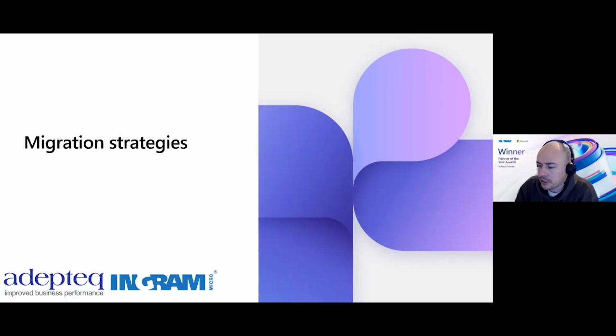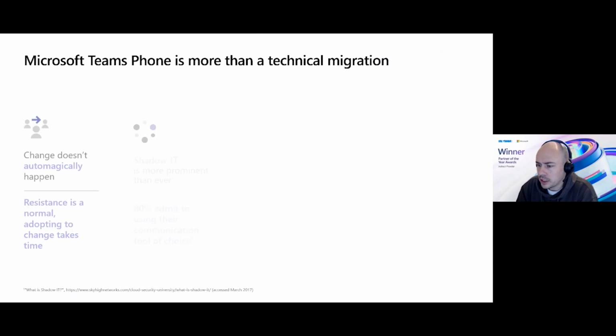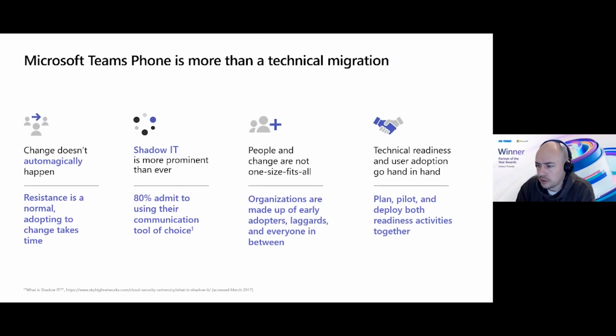To talk a little bit about migration strategies, because some of you may be coming from an on-prem deployment or other providers, migration within the organization is more than just a technical migration. Change doesn't happen automatically. Resistance is normal, as we'll see in a few examples, but it's not just one click of a button and it's there. Shadow IT is more prominent than ever. If you're not sure what shadow IT is, those are tools that are being used but not managed by the business for business use.